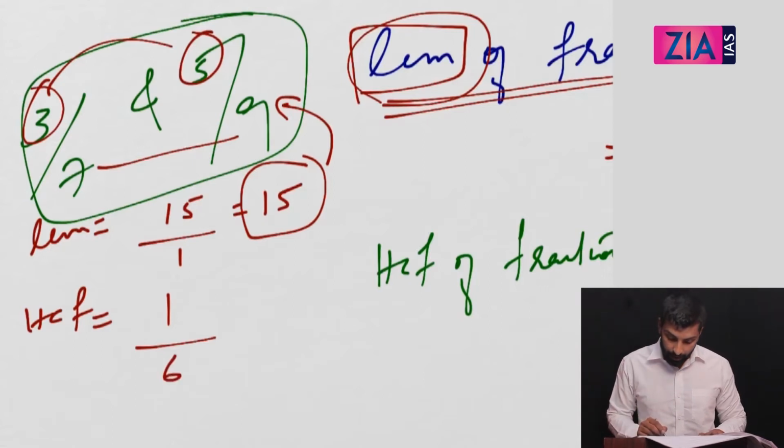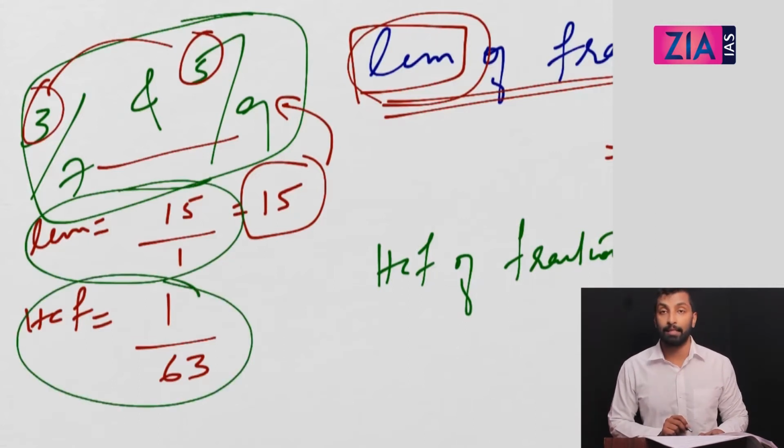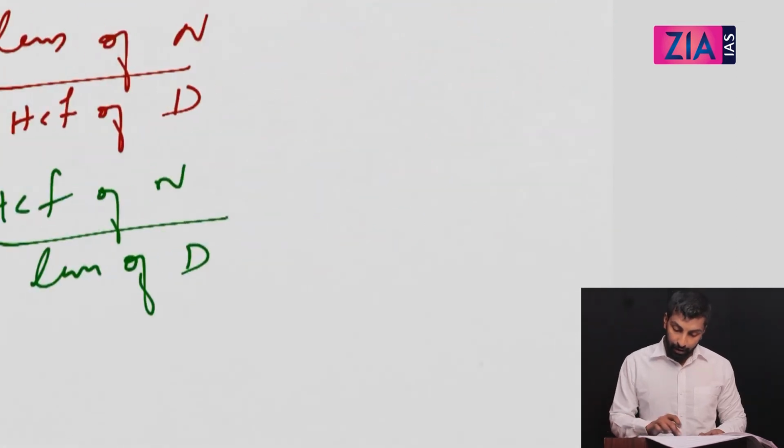So obviously this is going to be 63. So the LCM of these two is 15, and the HCF of these two is 1 by 63. Now, what if you have three terms?